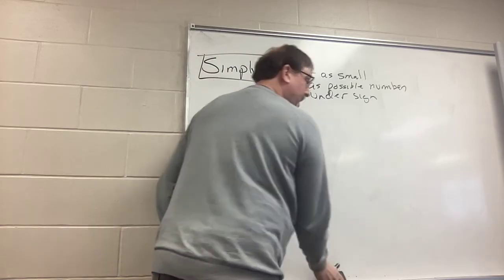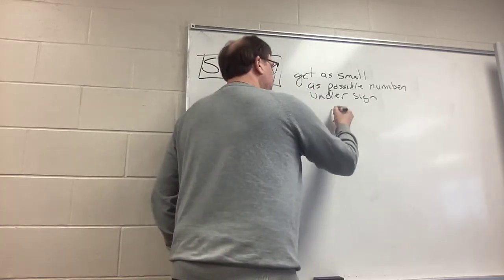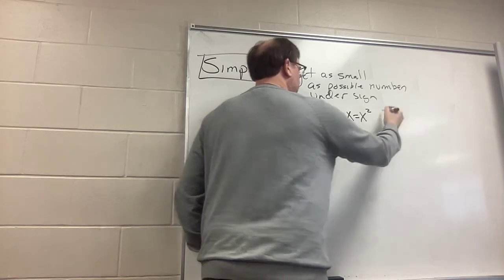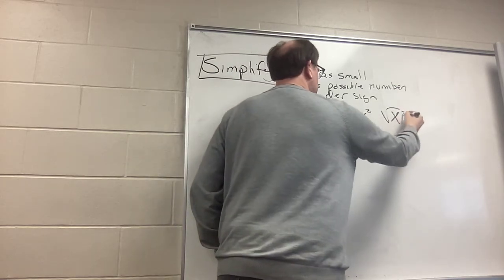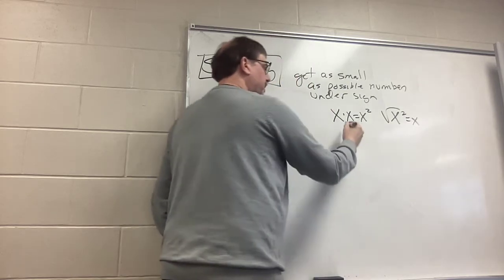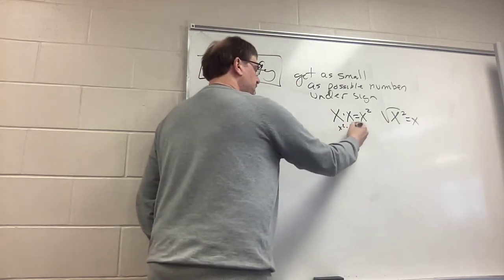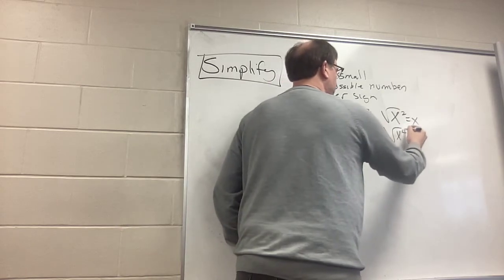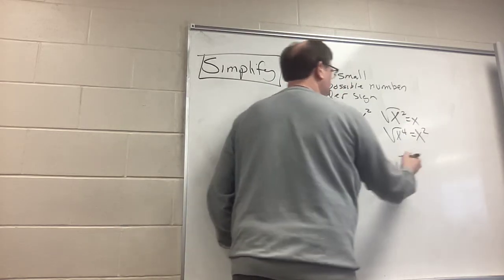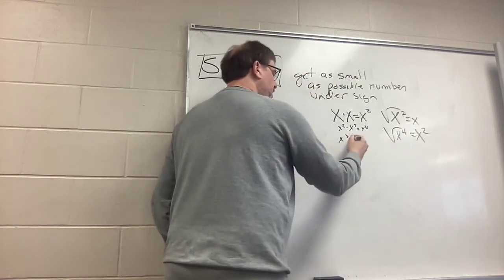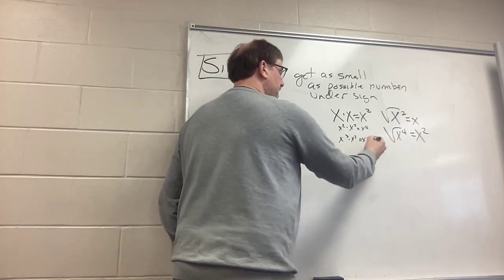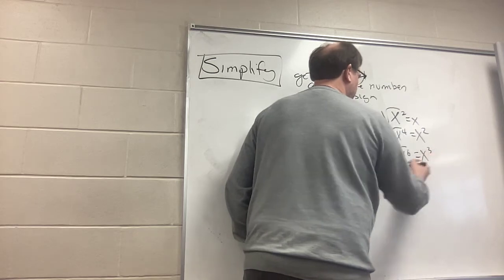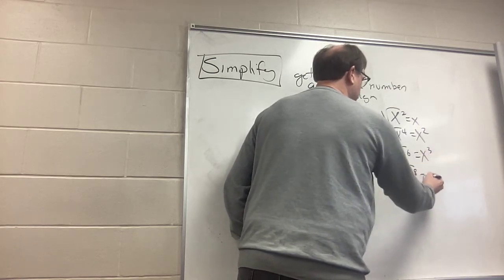And because of the exponent rules, x times x gives us x squared. So the square root of x squared is x. X to the second times x to the second is x to the fourth, which means the square root of x to the fourth is x squared. X to the third is x to the sixth. And you're going to see a pattern, and this pattern is the following.